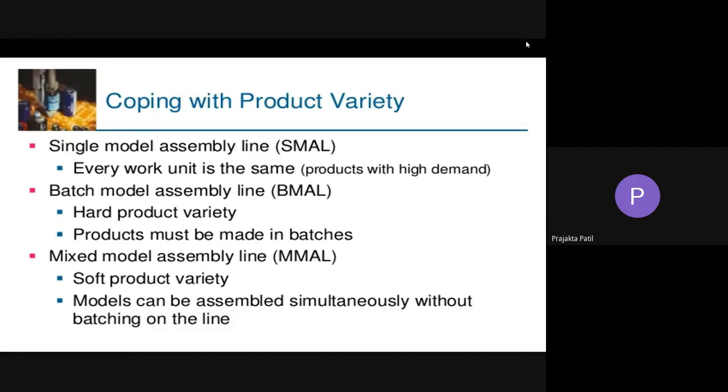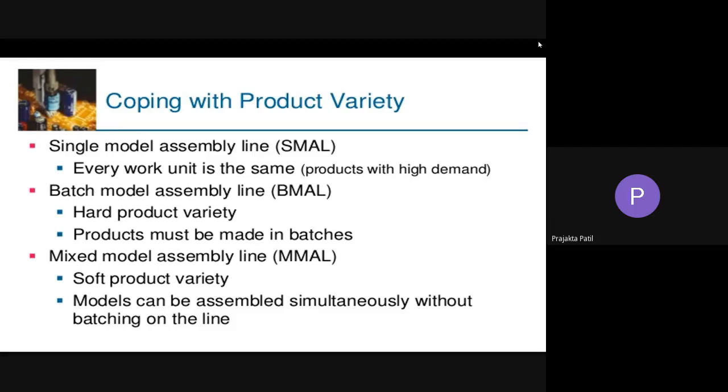Moving on to the mixed model line, this is more relevant when you have soft product variety, when the models can be assembled simultaneously without batching on the line. So a mixed model line also produces more than one model. However, the models are not produced in batches. So on the same line, after one product is made, the next product may be different from it. Of course, it's not completely different from the previous product. It will be slightly different from the previous product. So there is a soft variety that is seen here instead of hard variety.